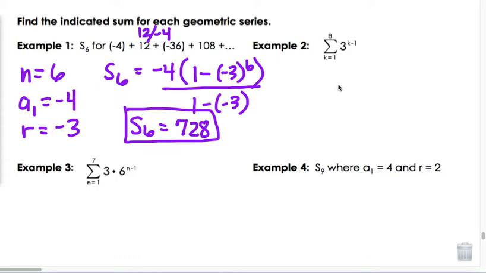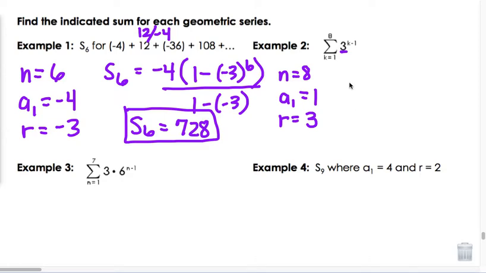Okay, let's look at example 2. Again, we want to identify our information, so N is 8, your upper limit. A sub 1, we have to substitute in 1 here, so 1 minus 1 is 0. 3 to the 0 power is going to be 1. And R is going to be 3, right? We know that this is going to be our common ratio. And you could substitute in 2 if you're not sure how to figure that out.